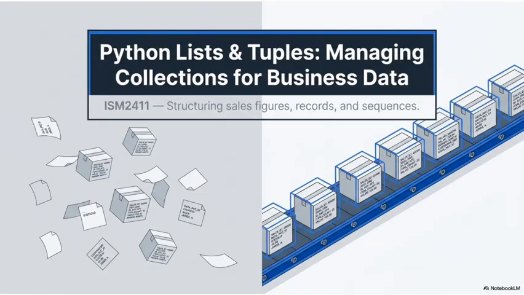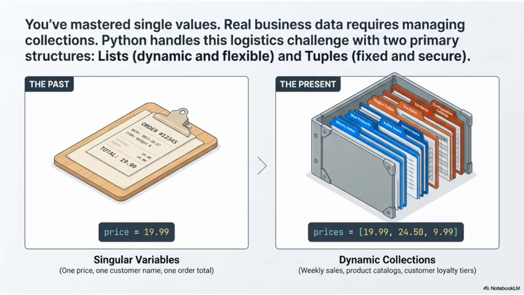and secure. By the end of this module, you'll understand when to use each structure, how to access and manipulate list contents, and how to unpack tuple data into named variables. The foundational skills for every data engineering task that follows. This slide marks the transition from single value thinking to collection thinking, the most important shift in this module.